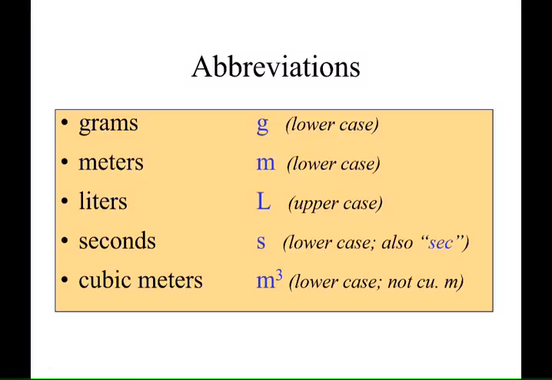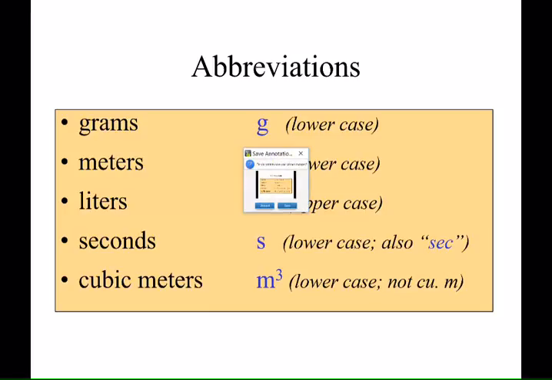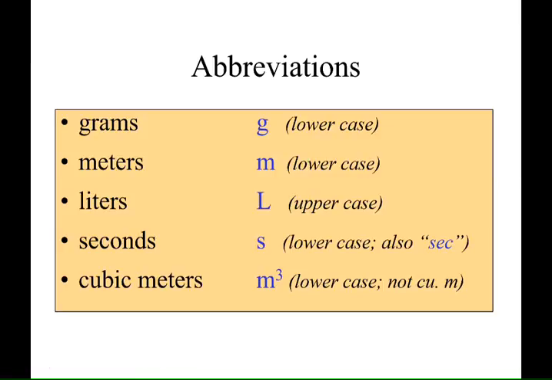So, abbreviations are case sensitive, and notice that if you have more than one, you don't include the letter S. G is the abbreviation for grams, m is the abbreviation for meters, L, and it has to be an uppercase L, is the abbreviation for liters. s is the abbreviation for seconds. If you're talking about volume, a lot of times you can talk about length cubed, so cubic meters is meters raised to the 3rd power.